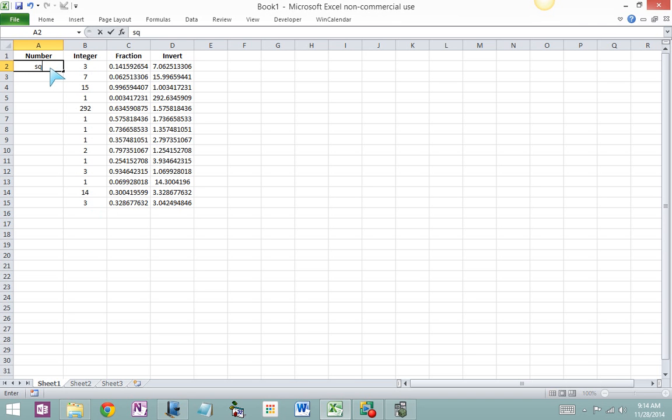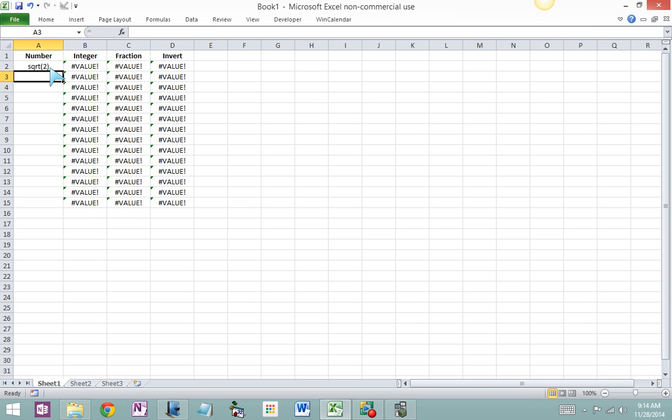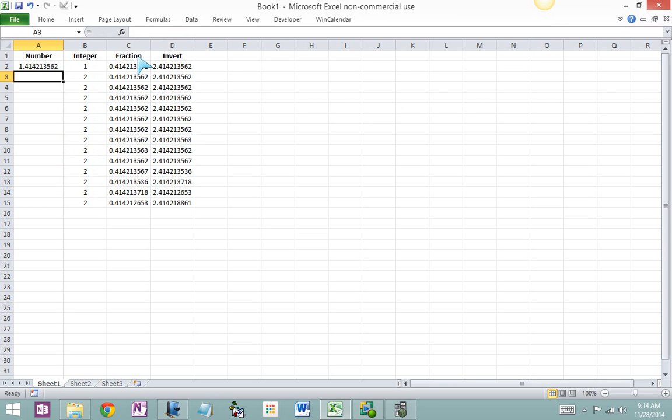Square root of 2, sqrt, 2. I believe this is one we did in an earlier lesson. And I forgot to put the equal sign, and if you do that, you're going to get an error. So we have to put the equals, and we hit enter. And the square root of 2, I believe we got this before, just as a continuous list of 2's as you go down.